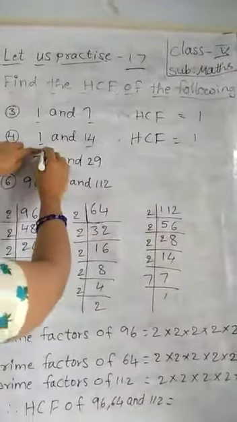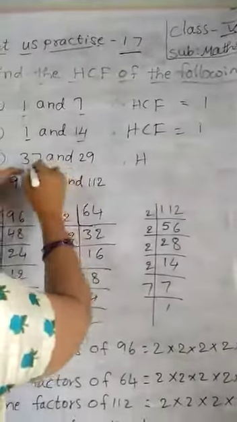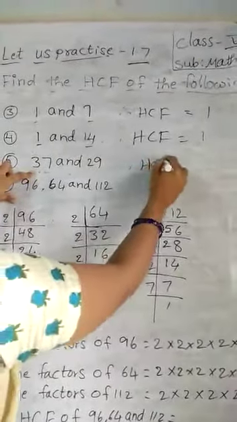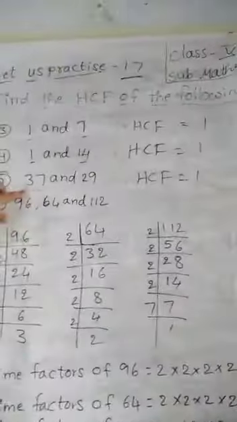Next, the fifth one is 37 and 29. What are the factors of 37? Is 37 a prime number or a composite number? Prime number. A prime number has only two factors, that is 1 and itself. So what is the HCF of 37 and 29? 29 is also a prime number. The HCF of any two prime numbers is always 1. Therefore, the HCF of 37 and 29 is also 1.